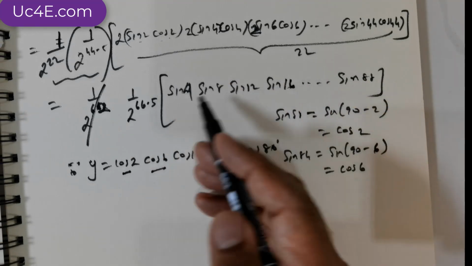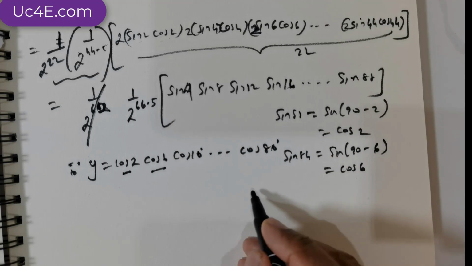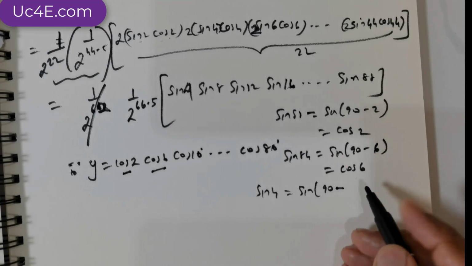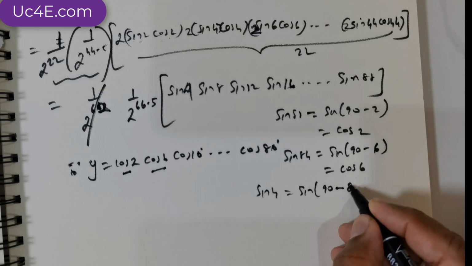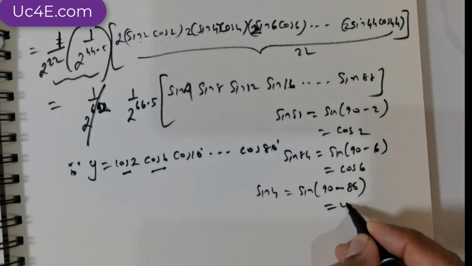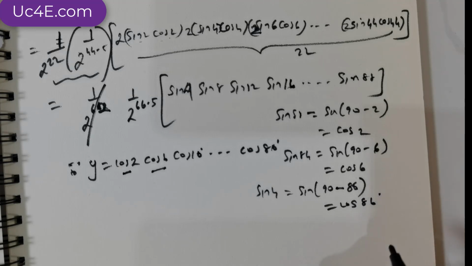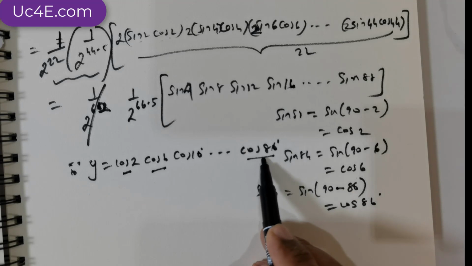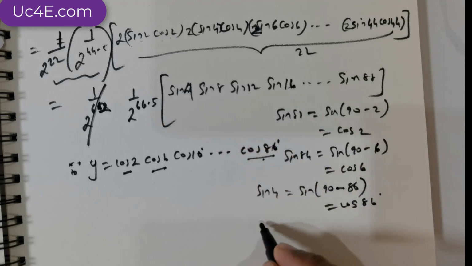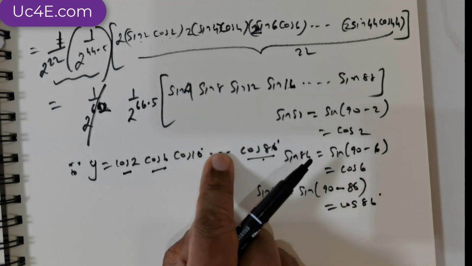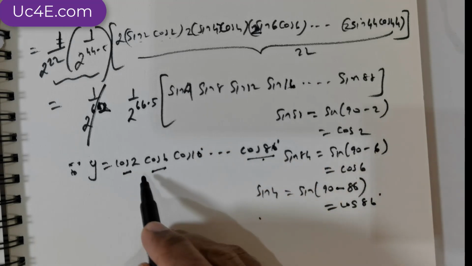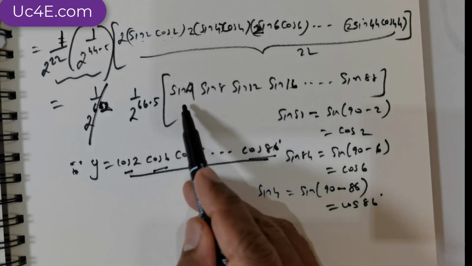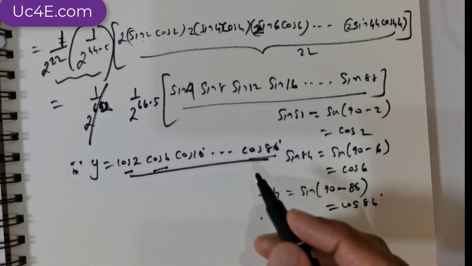Similarly, if you were to move all the way to sine 4, what is sine 4? Sine 4 is nothing but sine of 90 minus 86, which is cos 86 degrees. So cos 86 degrees is the last term. Now consider sine 8. Sine 8 would produce the second last term, and so on and so forth. So clearly you can see that all of the terms of y would be cancelled by the terms in x.